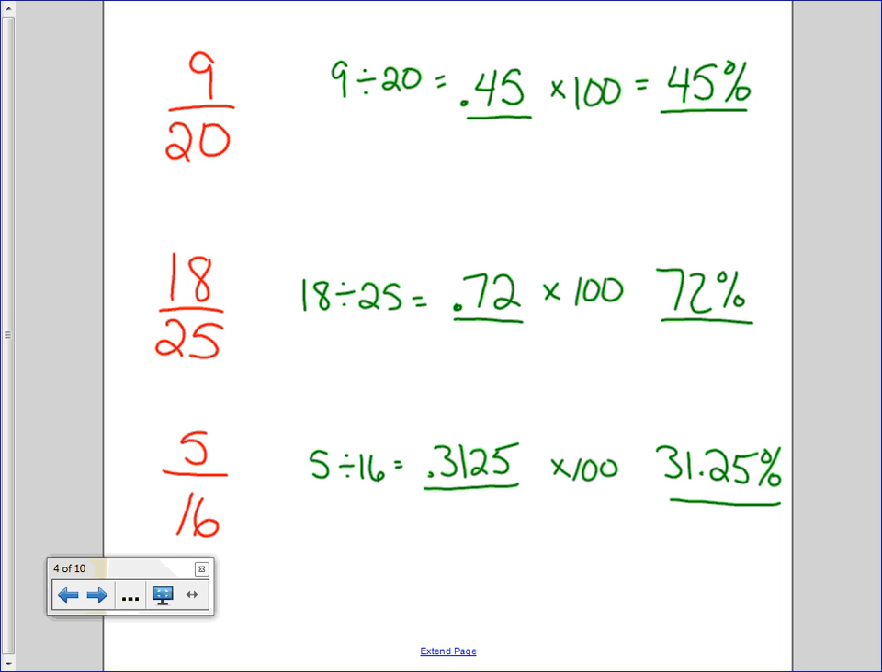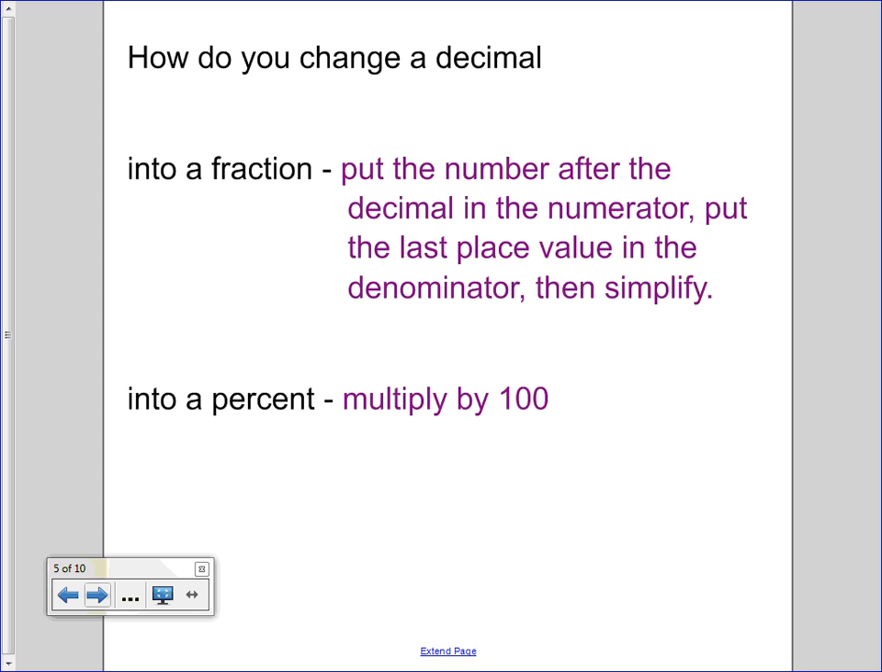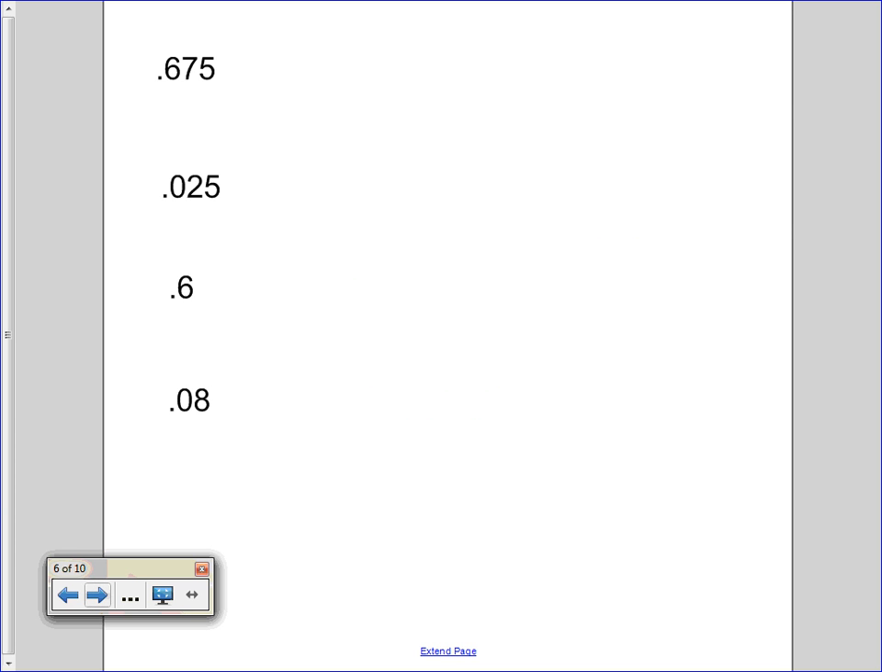We don't always, however, start with fractions. Sometimes we're going to start with a decimal. So to take a decimal and change it into a fraction, we're going to put the number after the decimal point up in the numerator, and we're going to put the place value of that entire number, the last place value, in the denominator. And then we're going to simplify if we can. In order to change it to a percent, we just take the decimal and multiply it by 100. Let's do some examples.